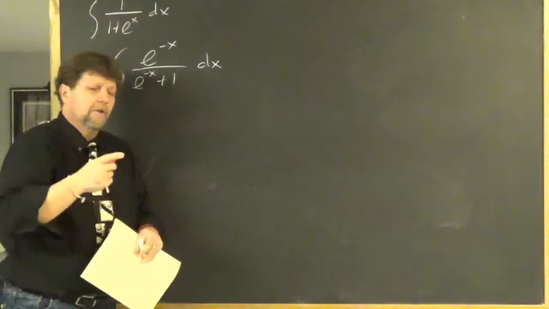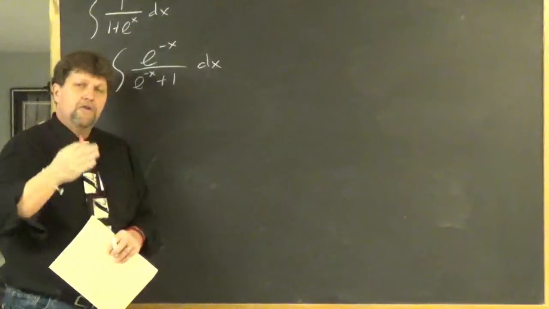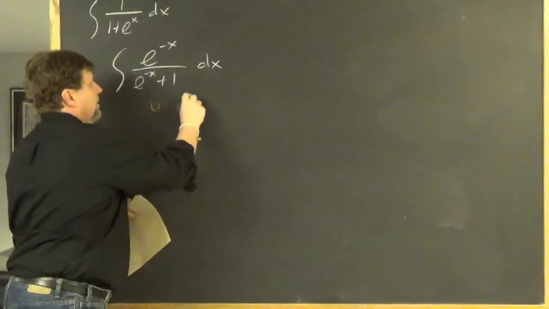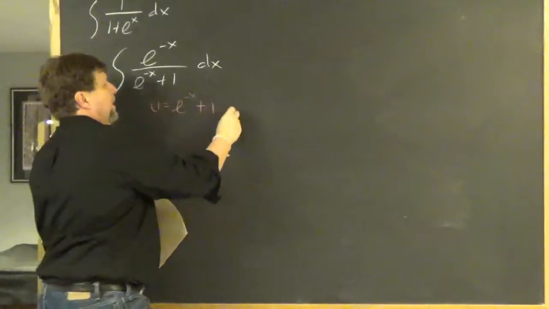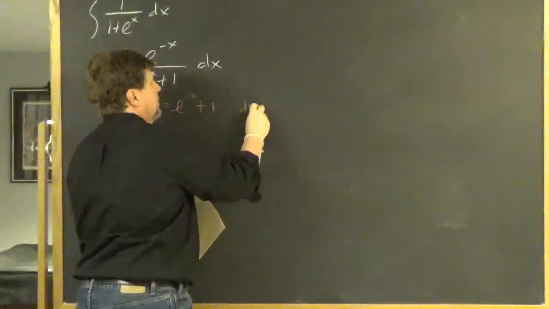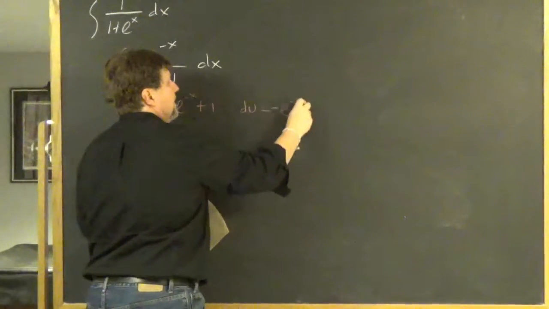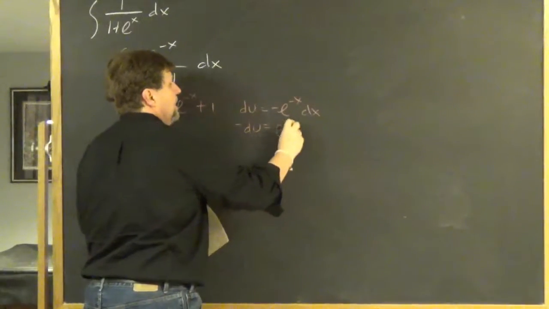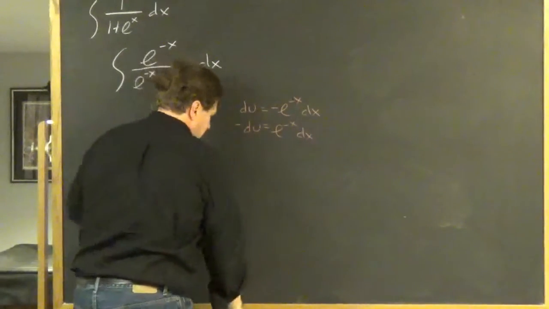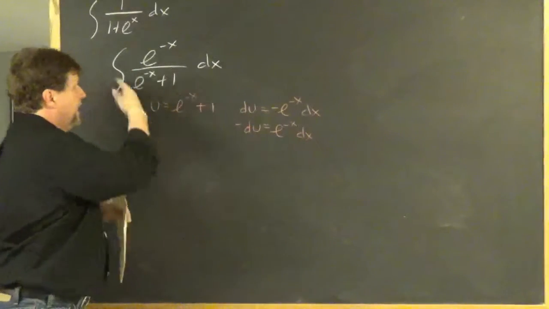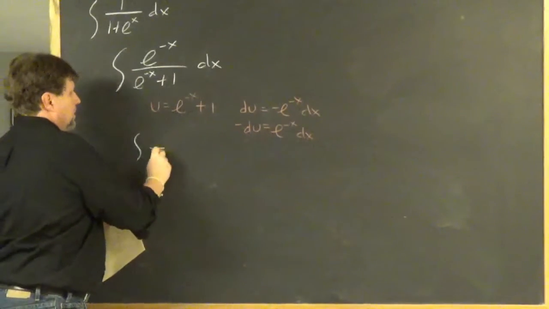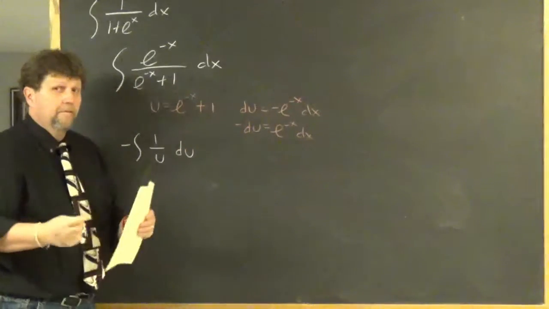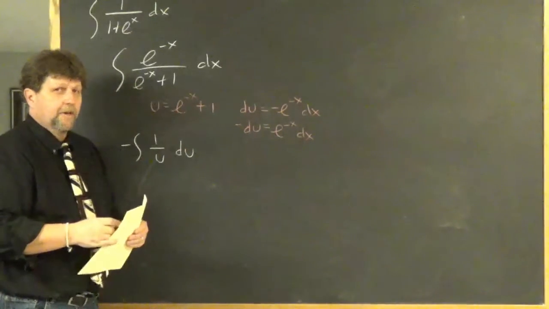Now I've turned it into a problem that is a basic u substitution. If I let u equal the denominator, du is negative e to the negative x dx, or negative du is e to the negative x dx. And when I substitute in, I have a negative sign out front. We have a very friendly integral.